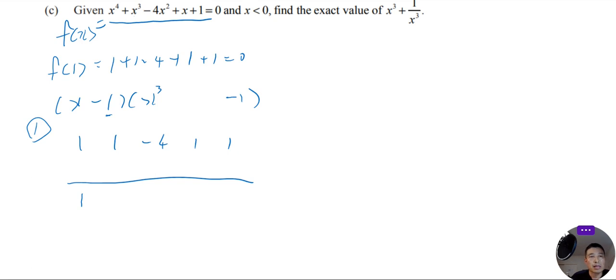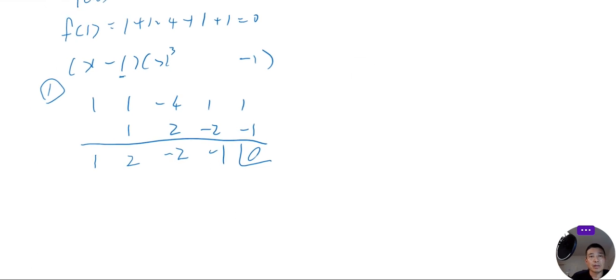And then you multiply by that number. 1 times 1, which is 1. Add up to 2. 2 times 1 is 2. Add up to negative 2. Times by 1 gives me negative 2. Add up to negative 1. Negative 1 times 1 is negative 1. Add up to 0. So the last one, the remainder, must be 0. If it's not, you should be worried, because that's wrong. So look, those are the coefficients of the cubic.